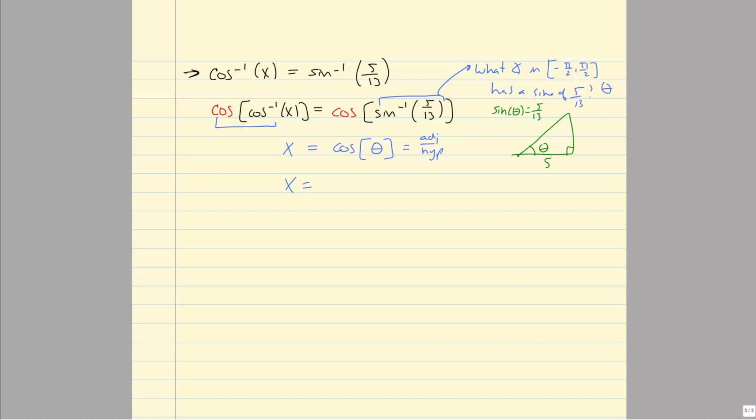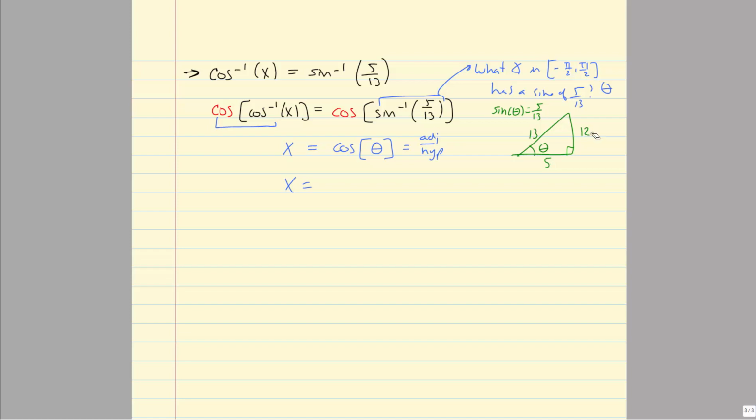That's adjacent over hypotenuse. So this would be 13 squared is 169. 5 squared is 25. I'd subtract 169 minus 25 is 144. And the square root of 144 is 12. So adjacent over hypotenuse.